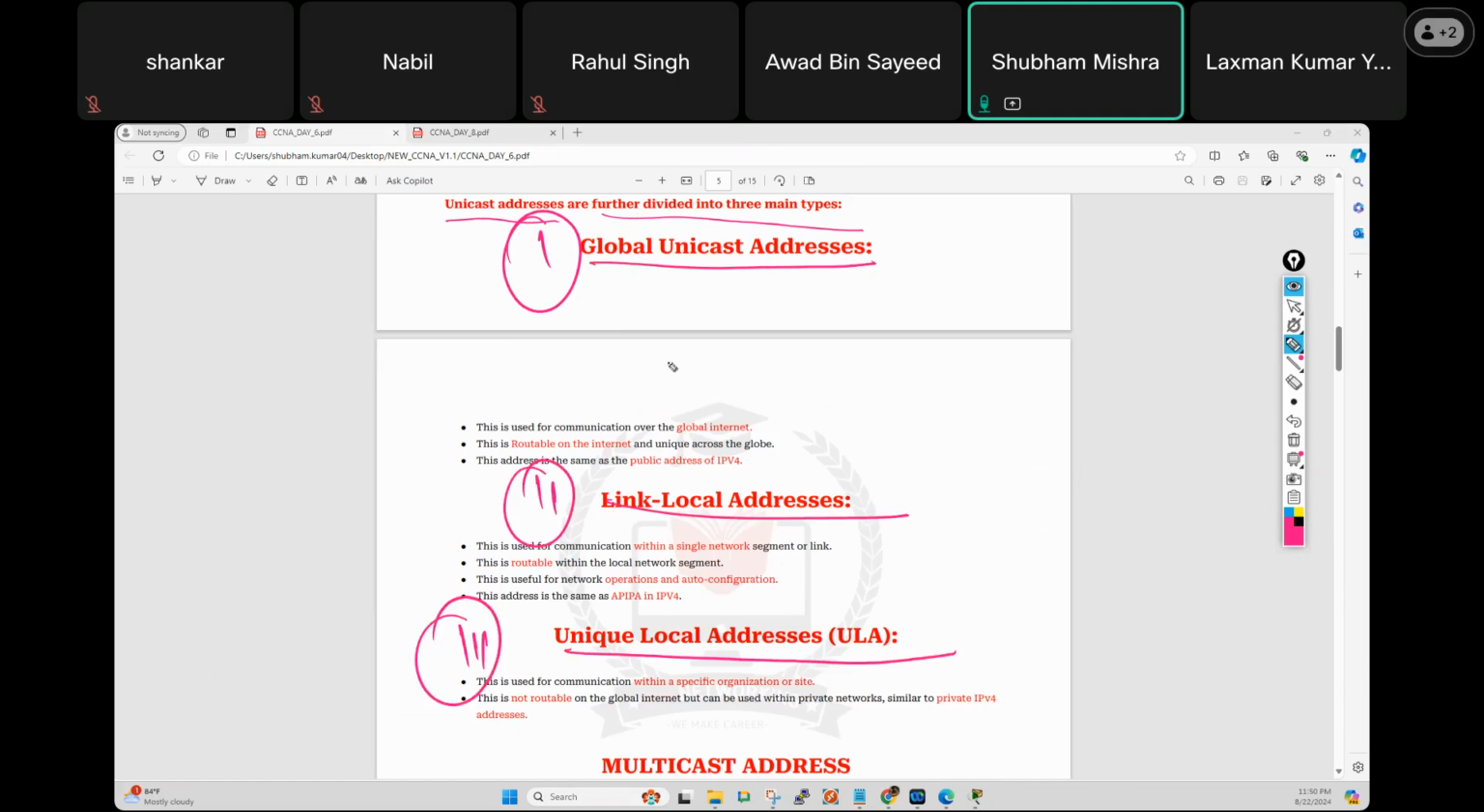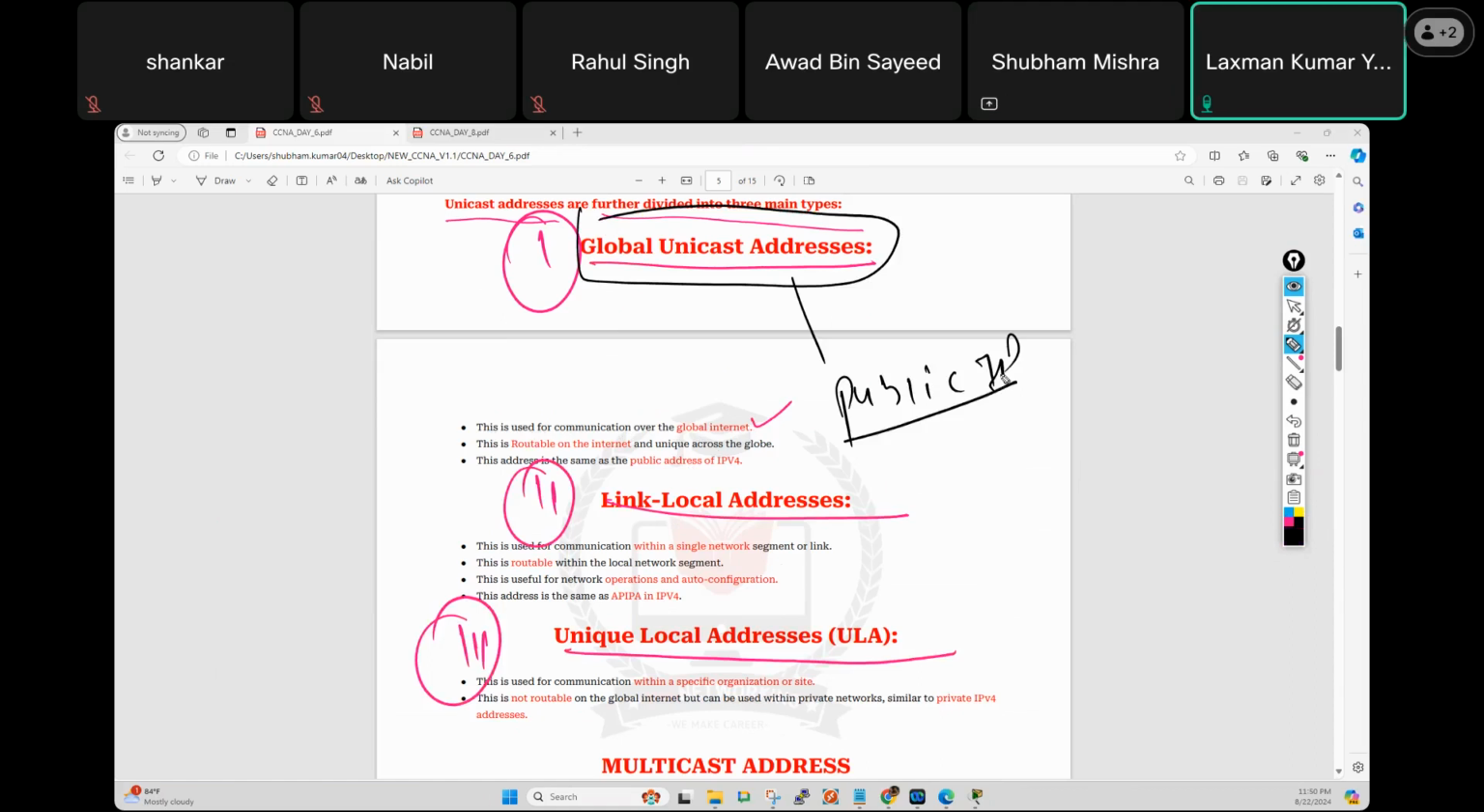Global unicast address is used for communication over the global internet. So think like this, don't confuse: a global unicast address is the same as a public IP address. You know public IP address, everyone? Yes. This is different from a private address. This is routable on the internet, and this is unique. And you have to purchase it. This is not free of cost. Yes or no? Yes.